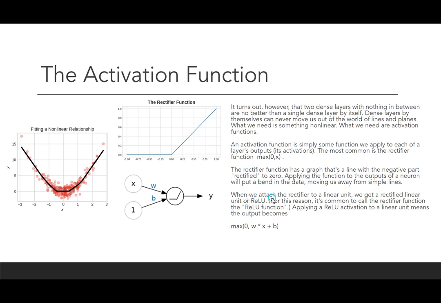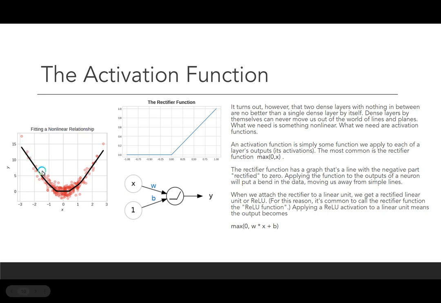When we attach the rectifier to a linear unit, we get a rectified linear unit or ReLU. This is the activation function that we usually use. Applying a ReLU activation function to a linear unit means the output becomes max(0, ...). If your prediction is negative, then you place a 0 there. But if it's not negative, you take your weight, multiply it by x, then you add the bias term. This is how it looks like, fitting nonlinear relationship data.